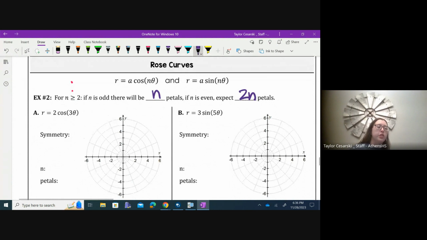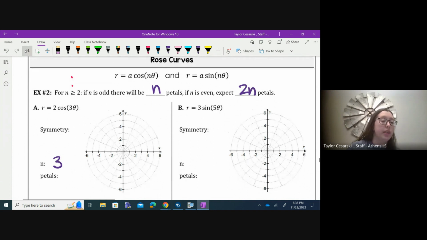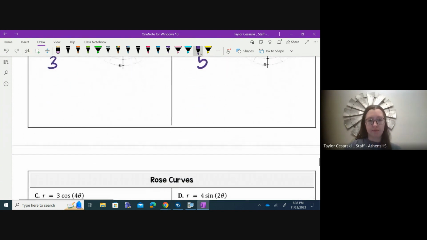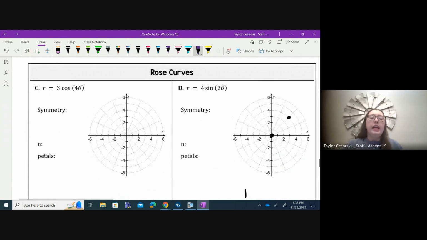So let's practice first just identifying n and how many petals there will be. n is my number in front of theta, so this is 3. 3 is odd, so it will have 3 petals. n is 5. 5 is odd, so it will have 5 petals. In this one, n is 4, so it'll have 2n petals, which means 8 petals. In this one, n is 2. That's even, so it will have 2n petals. 2 times 2 gives me 4 petals.